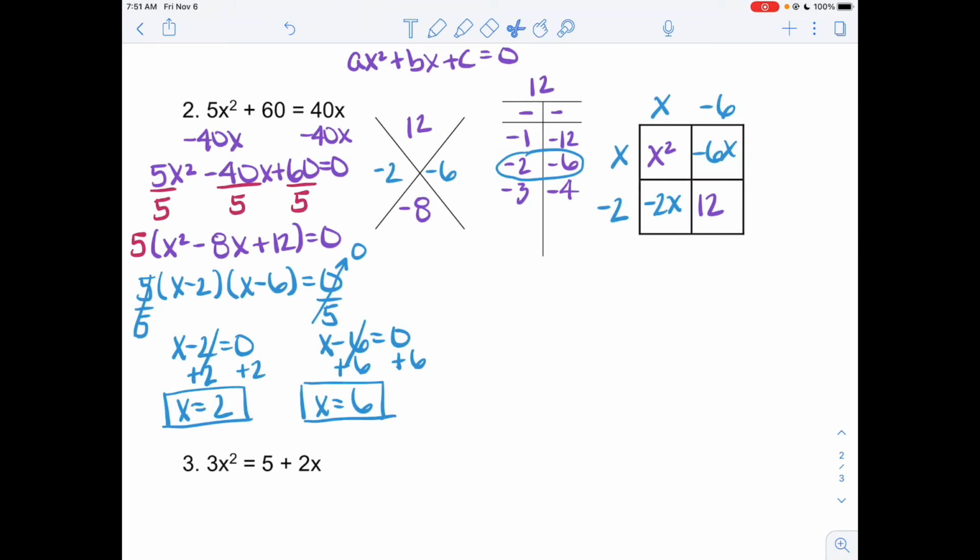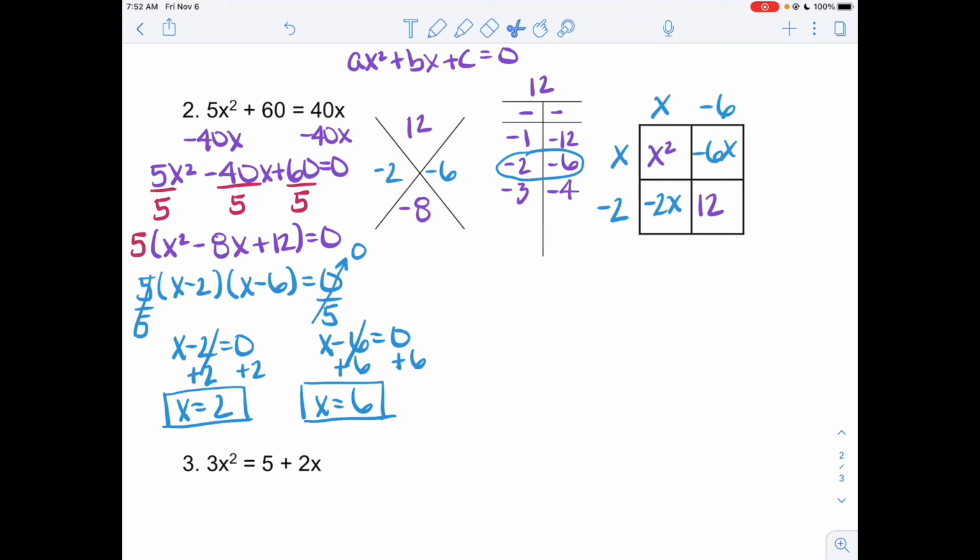The first thing that I notice is that this is not in standard form. That 40x needs to be brought over to the left-hand side. So I'm going to subtract 40x from both sides, and then I can rewrite my equation in standard form. 5x squared minus 40x plus 60 is equal to 0.